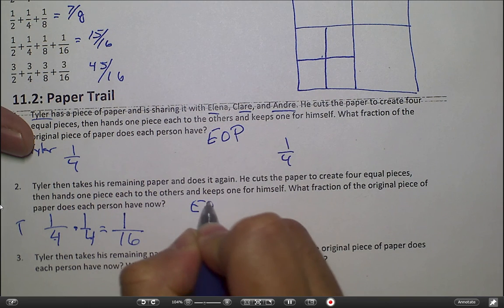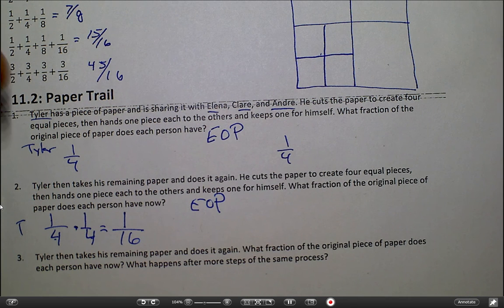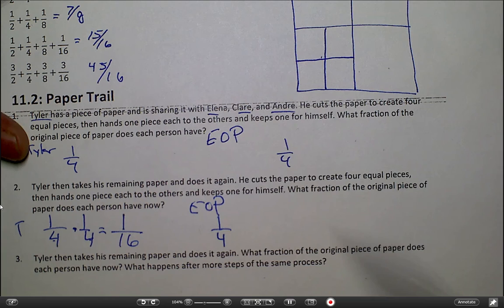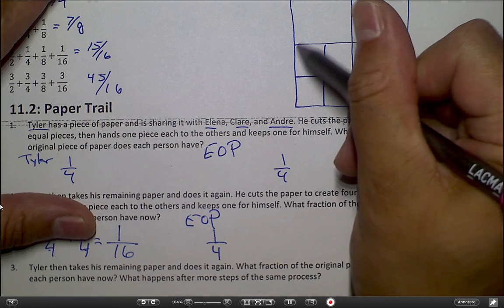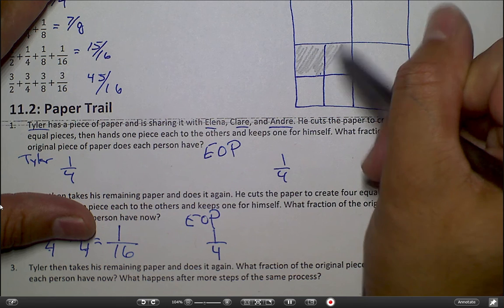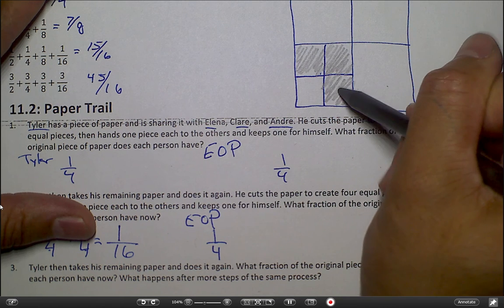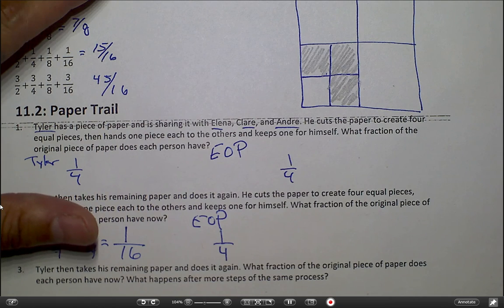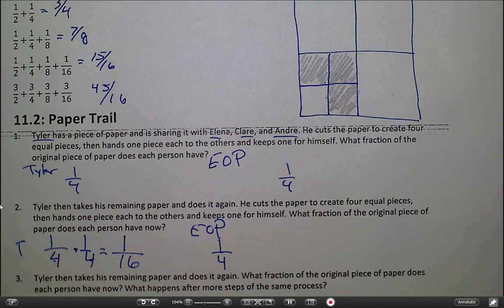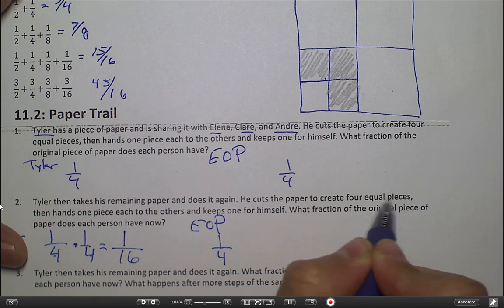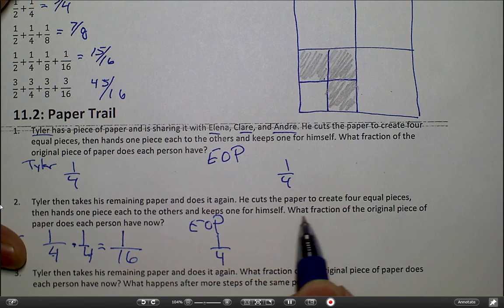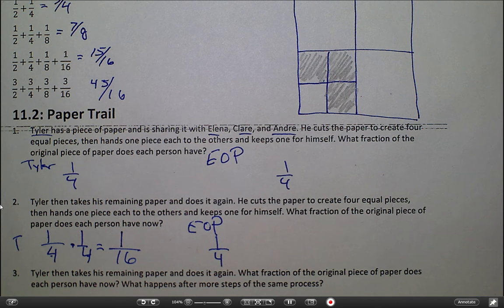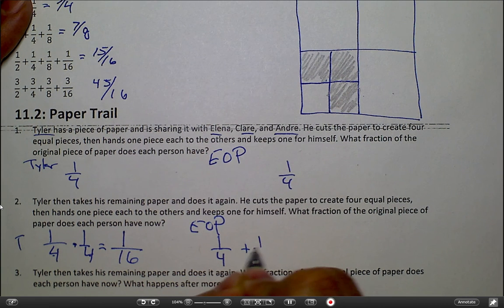And now every other person, how much did they have already? They have 1/4, right? But what Tyler did is he took his piece, divided by 4, and then what do you think he's doing with those pieces? He is taking those pieces and giving them away. It says right here, he cuts the paper into 4 equal pieces and then hands 1 piece to the others and keeps 1 for himself. Yes, he is going to have less. But now what about those other people? They're going to have more. How much more? 1/16. They're adding 1/16, right? So plus 1/16.